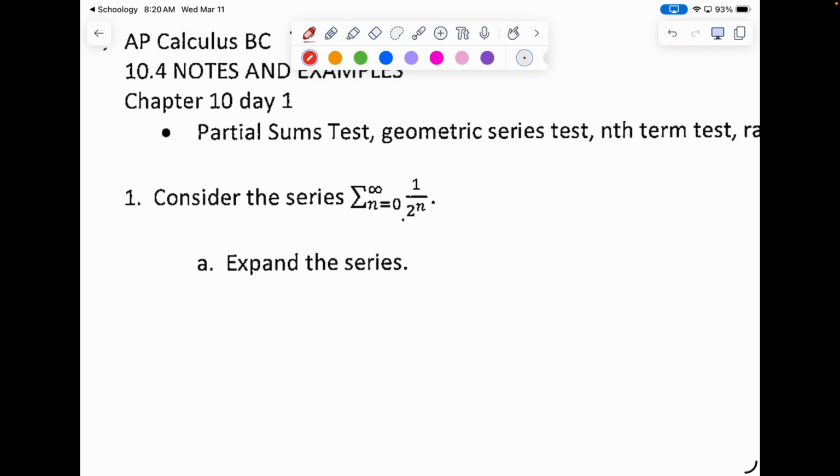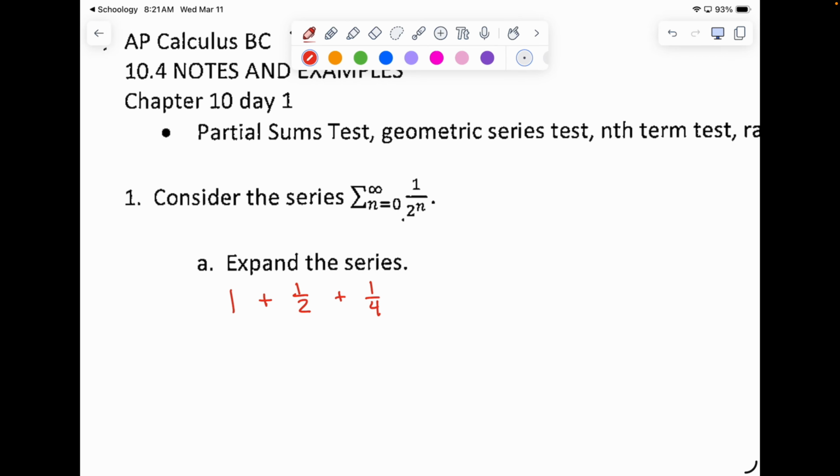I'm not very good at knowing a pattern until I start plugging it in and seeing what it looks like. My first term, I plug in 0 because it starts at n equals 0, right? So I plug in 0, 2 to the 0 is 1, and I get 1. My next term is 1, 2 to the 1 is 2, so I get 1/2. My next term is 2. When I plug in 2, I get 1 over 2 squared, which is 1/4.